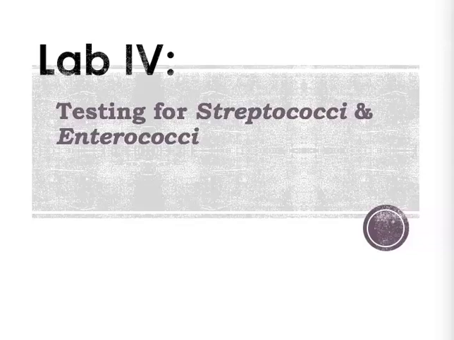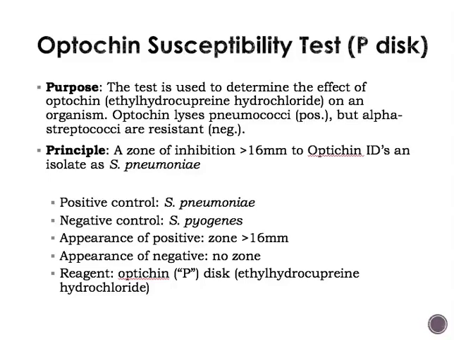So picking up at testing for strep species. We mentioned these tests as we were going through the different strep species, so we're going to go a little bit more in depth about the testing now, and some of these you will actually get to perform in class. The first one is the optochin susceptibility test, also known as the P-disc. This is used for identification of Streptococcus pneumoniae.